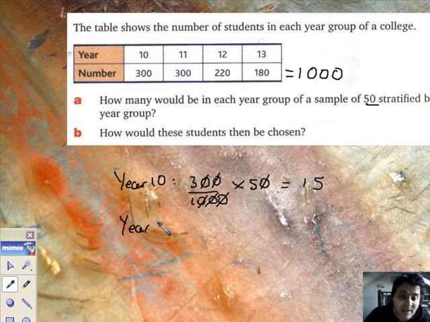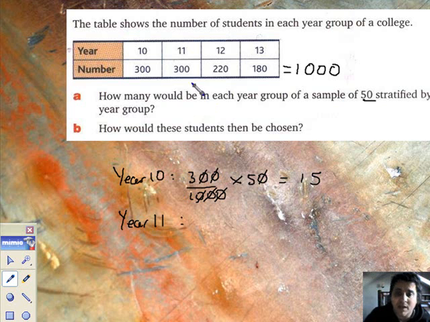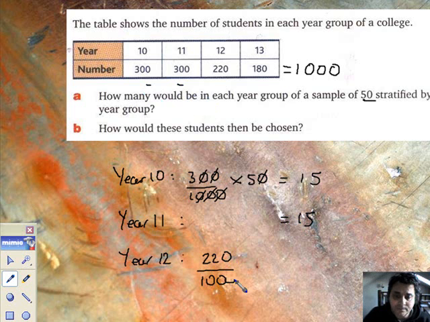Now year 11 is going to be exactly the same because we have 300, same as in year 10. So I know the answer is going to be 15 straight away. For year 12, doing their A1s or some other course, we have this fraction of 50. So that's 220 over 1,000. That's the fraction of the 50 we require. So 220 divided by 1,000 multiplied by 50.